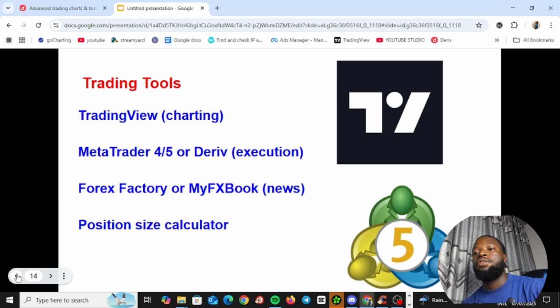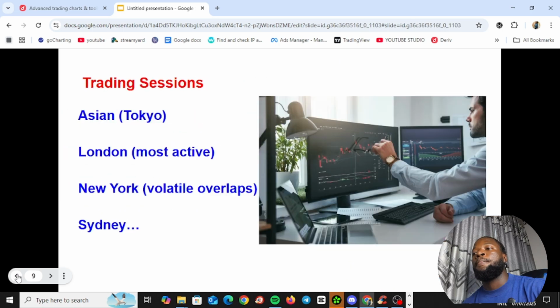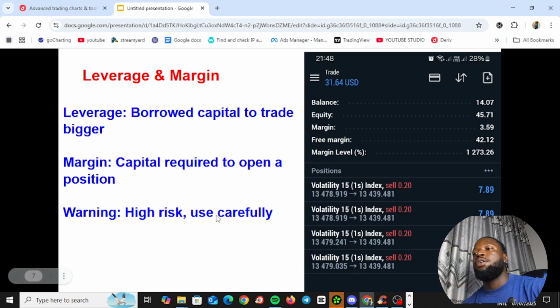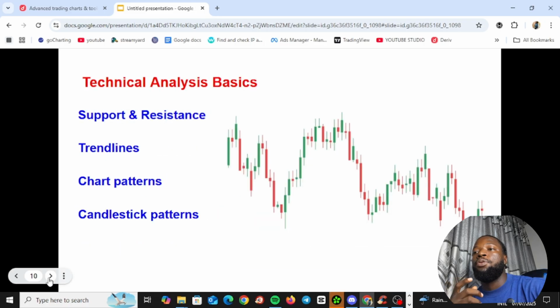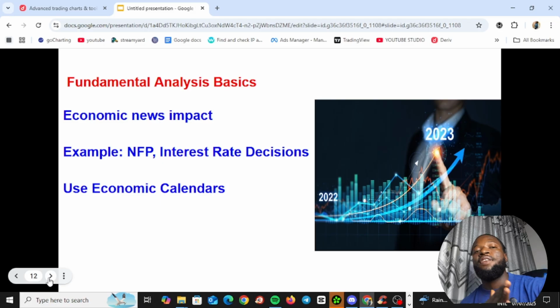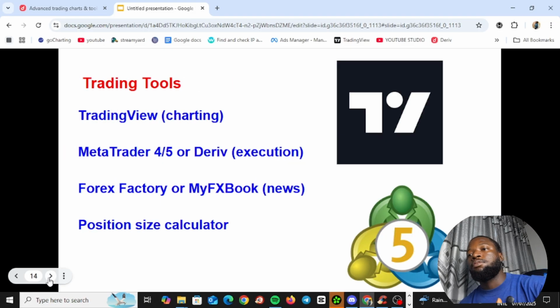Take for example, this trade was executed on the MT5. Okay, this is an MT5. So you need to download the app, and that is where you need to execute trade after you analyze on the TradingView. Okay, and also we have the broker.